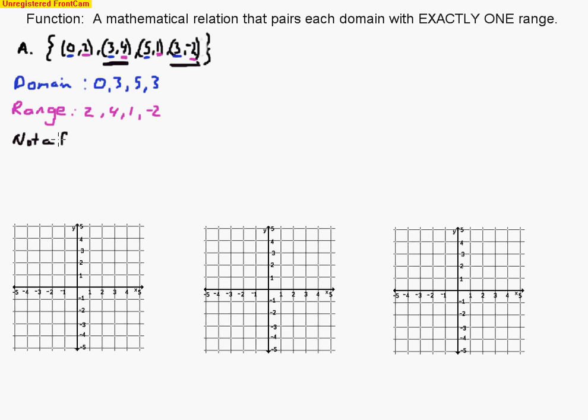And the reason it's not a function is because, and we also have to state this, we can't just say not a function, you have to state why. And it's because the domain 3 has two ranges. So basically, what that's saying is that when we input the number 3, we expect to only get one answer when we're dealing with a function. But here we're getting two answers. It's not that the problem's wrong or anything, it's just that that relation is just not a function.